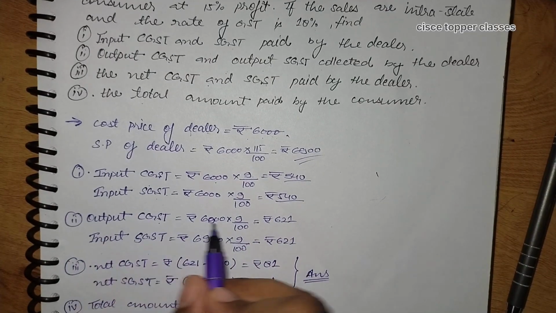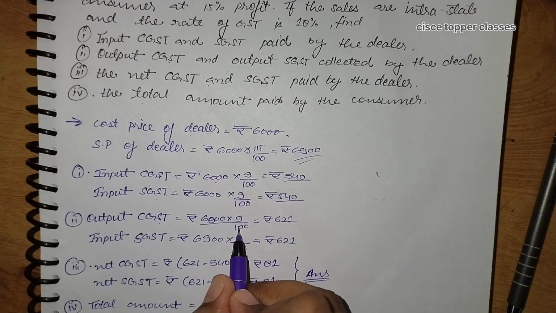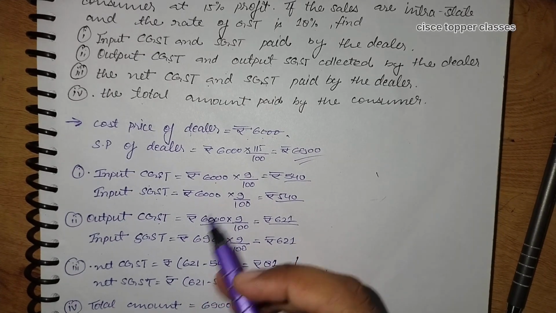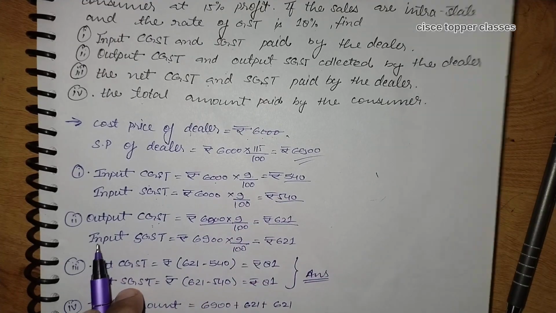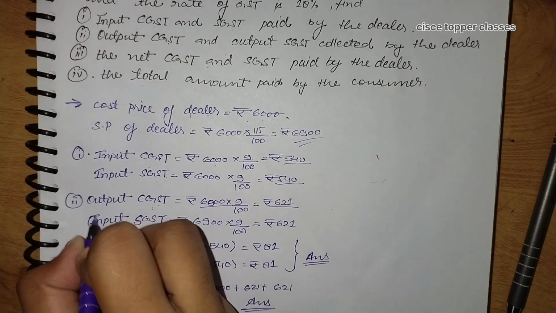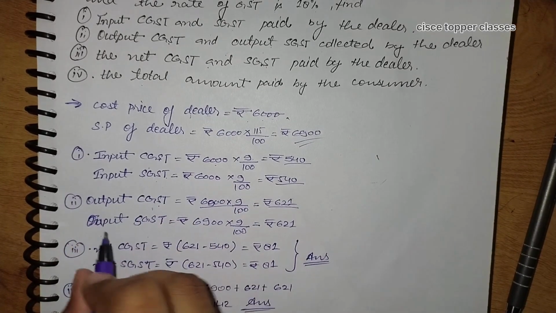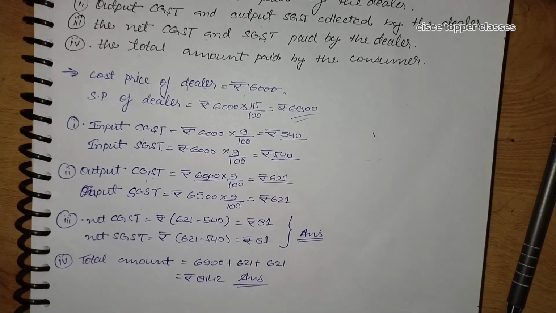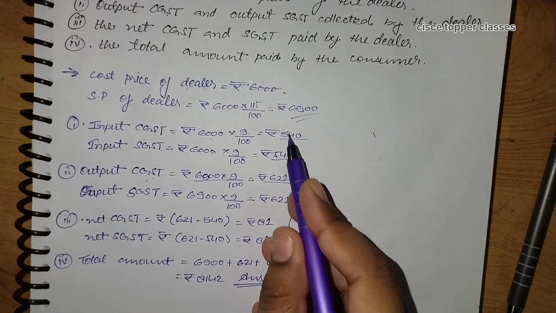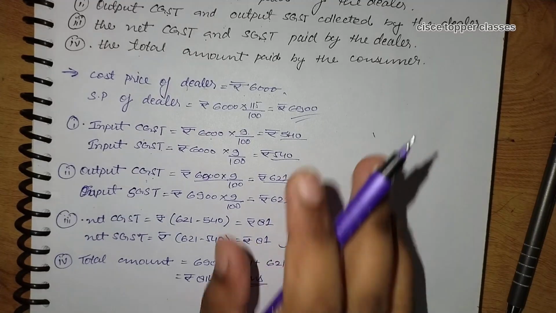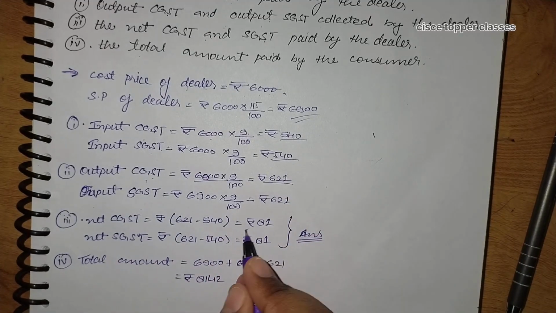If we write output CGST, this will be 6,900 into 9 by 100, equal to 621. This is the GST which is paid by the consumer to the dealer. This is, sorry, output SGST. If you want to write the net CGST and net SGST, this will be the difference of these two GST. So we will get the net CGST here. So this is rupees 81 on subtracting both of them.